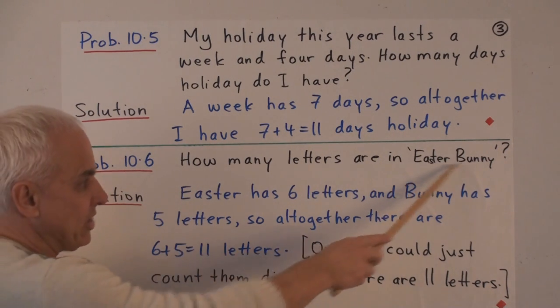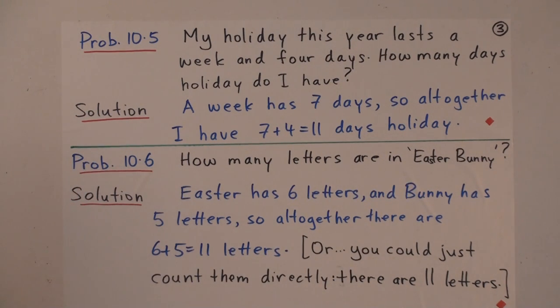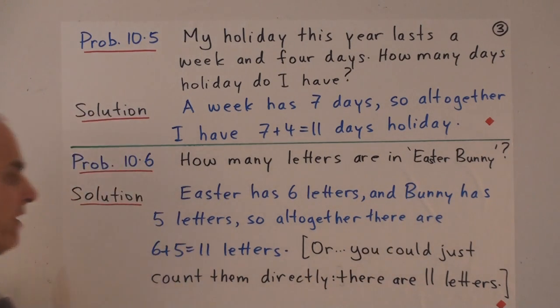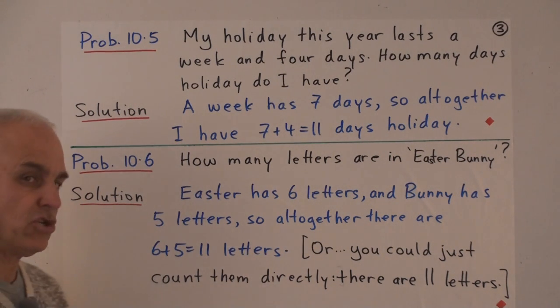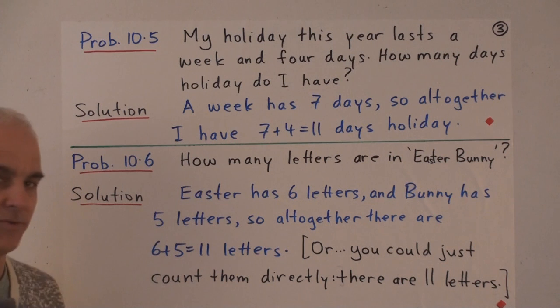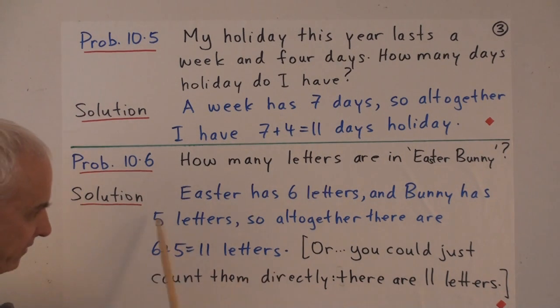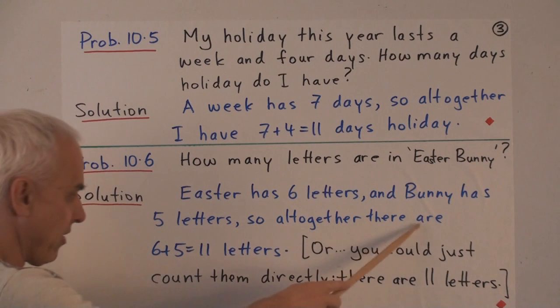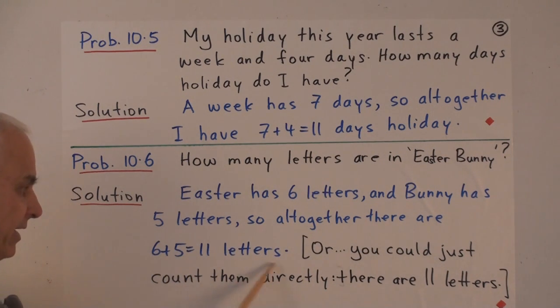How many letters are in Easter Bunny? Well, I'm going to do it this way. I'm going to say, well, Easter has 6 letters. 1, 2, 3, 4, 5, 6. And Bunny, 1, 2, 3, 4, 5, Bunny has 5 letters. So altogether I need to combine 6 and 5. So altogether there are 6 plus 5 equals 11 letters. So again, note that I've inserted this equation as part of my sentence structure.